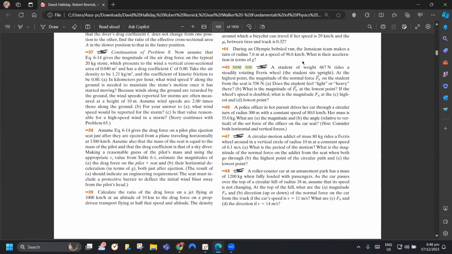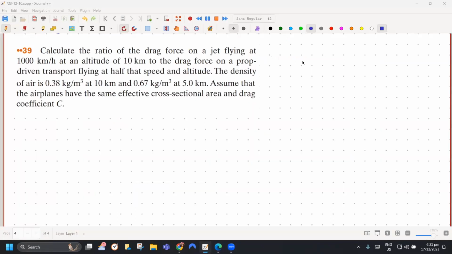I did not see that it was half the speed and altitude. I'm going to fail the exam. So jet divided by 0.67, then half that speed and altitude.